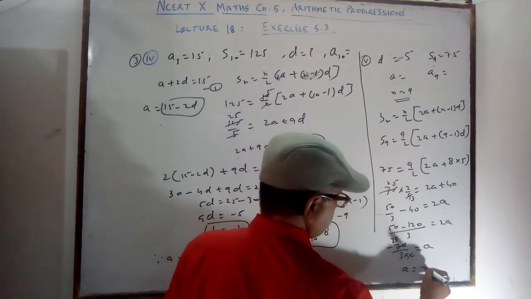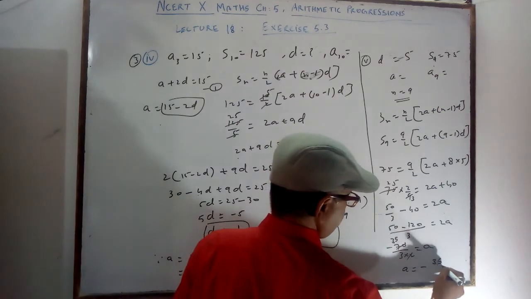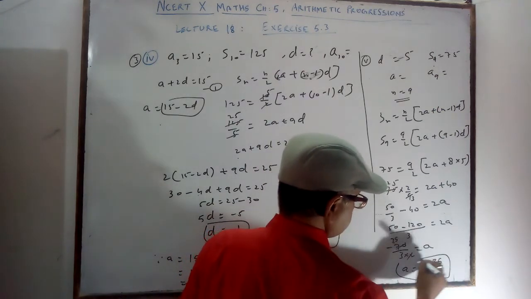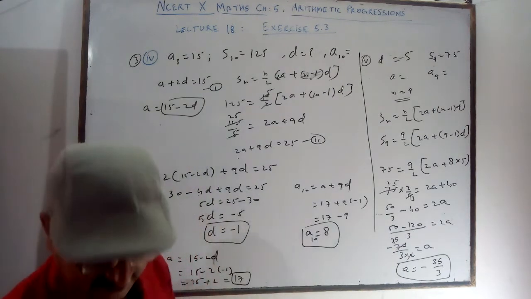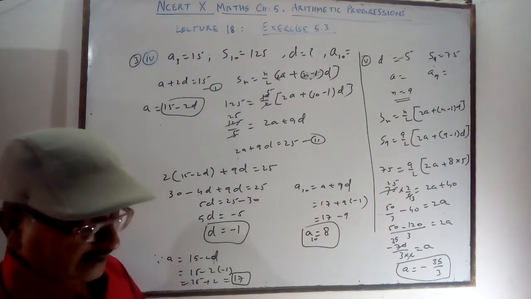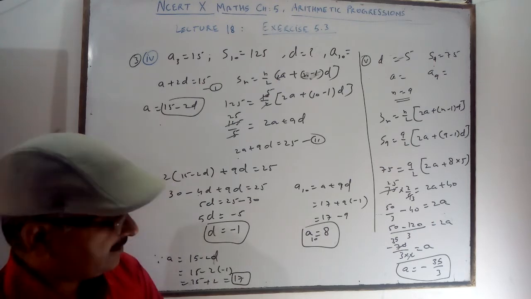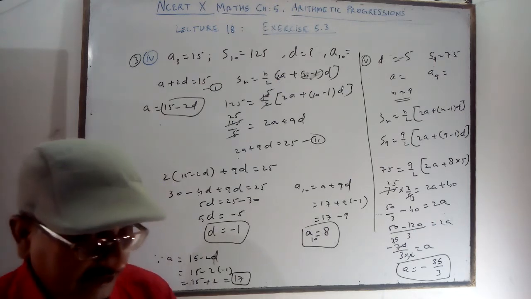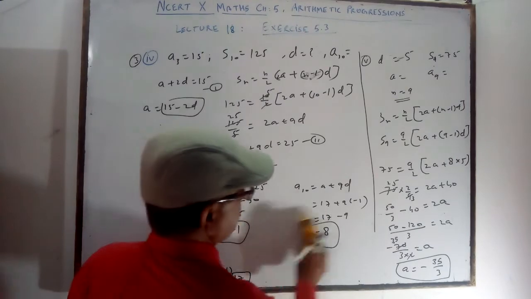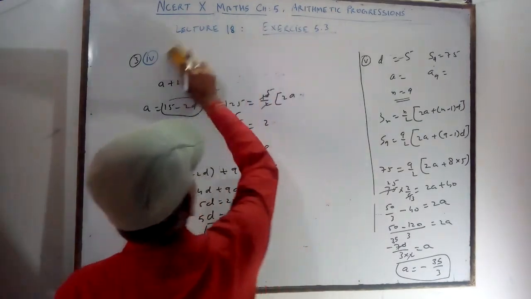So what is the A you are getting? Minus 35 by 3. One answer you are getting, minus 35 by 3. It is your one answer A. And you want to find out A9. What is the A9? By this we will get the A9.